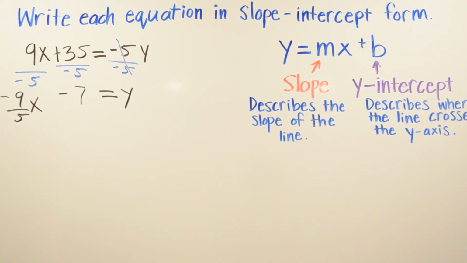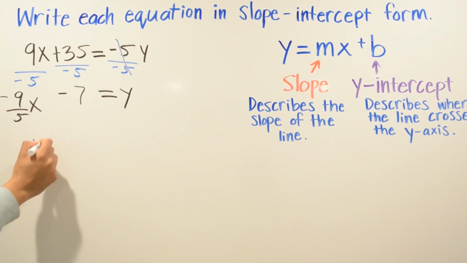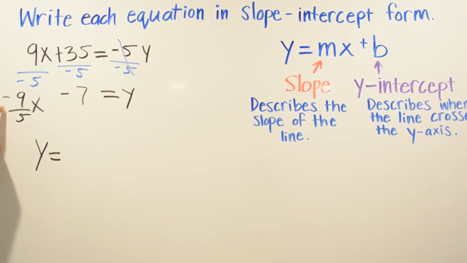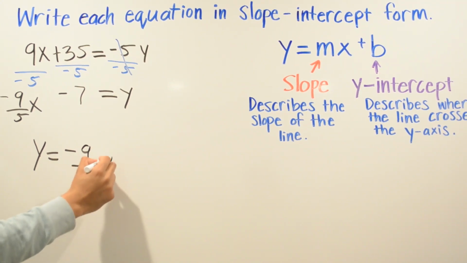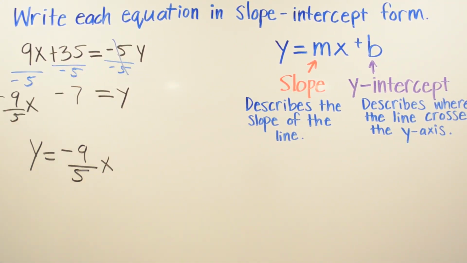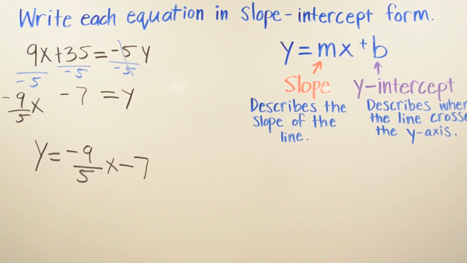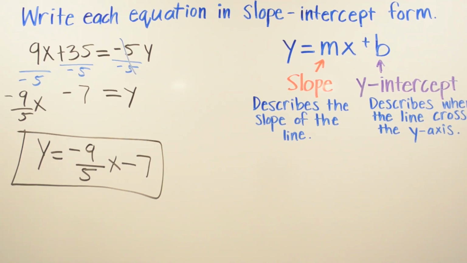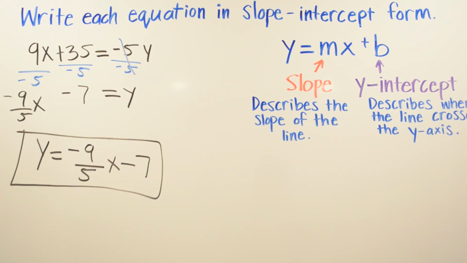All you have to do at the end is rearrange it. You can put y equals, and we have to have our slope first, so it's going to be negative 9 over 5x. And we have our y-intercept, which is just a number, which is negative 7. So our slope-intercept form will be y equals negative 9 over 5x minus 7.